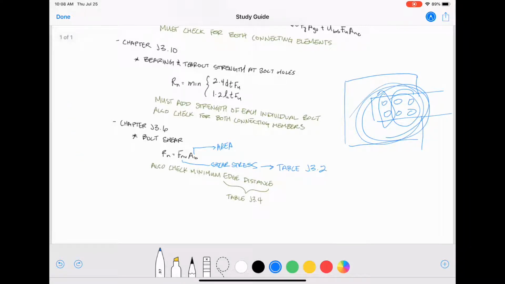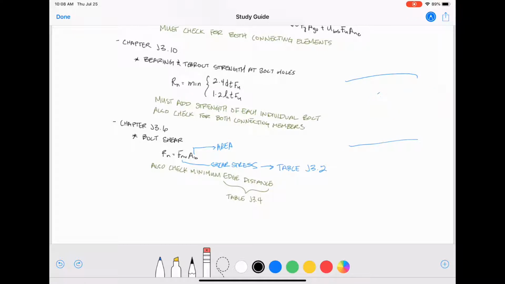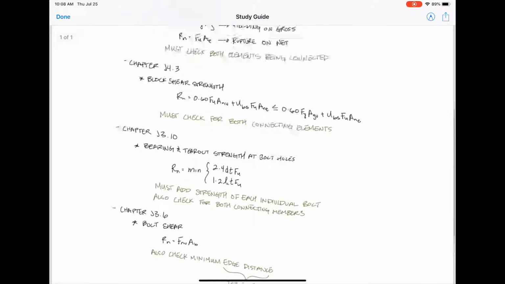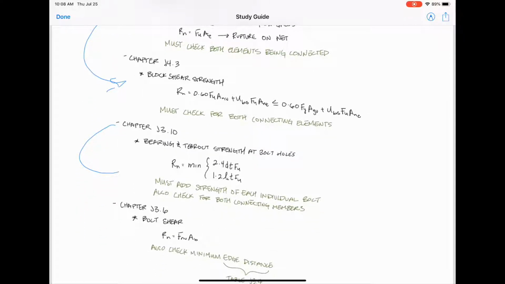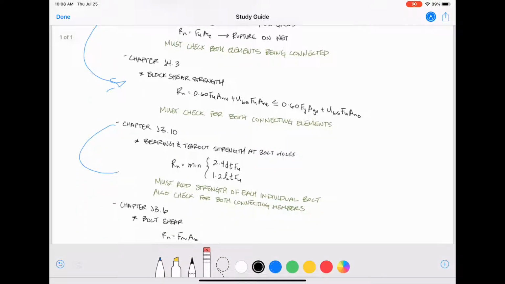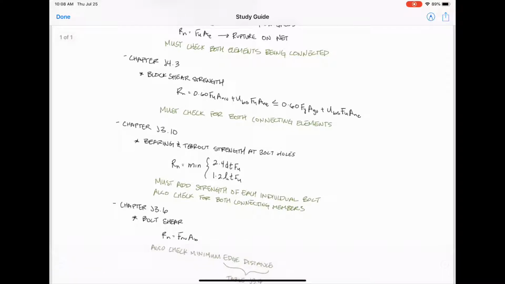And really, that's all you need to remember for analyzing bolted connections. But as you can see, since you're having to go through and do this for every single element, and there's different minimums and checks, it gets pretty tedious and it takes quite a while. So again, I'm not going to go through a full example.